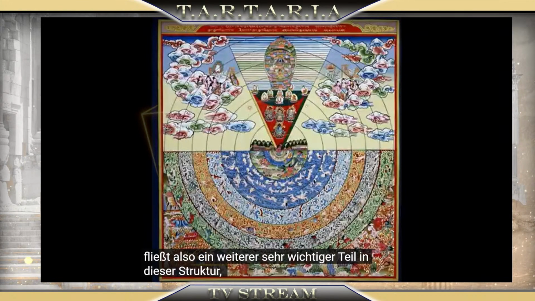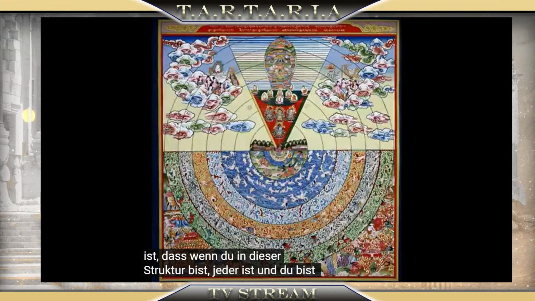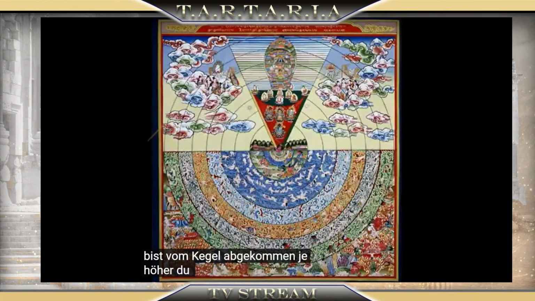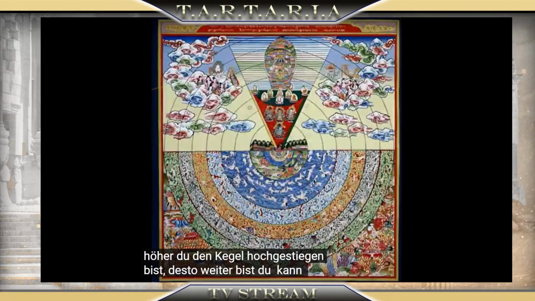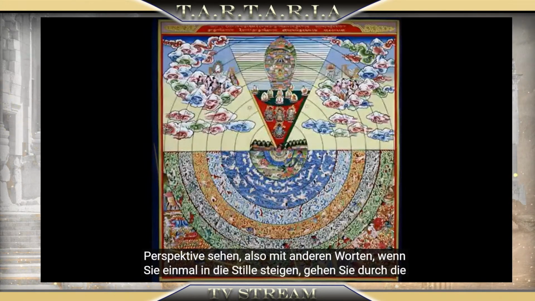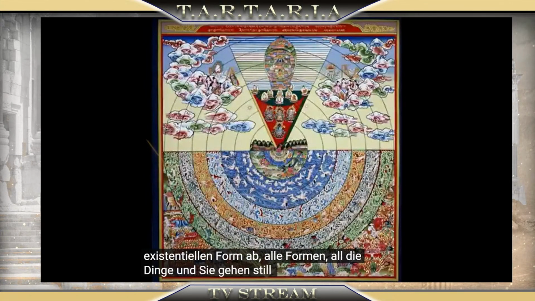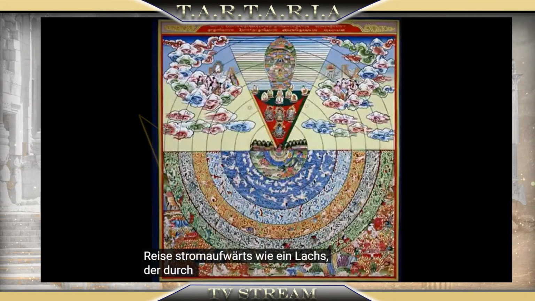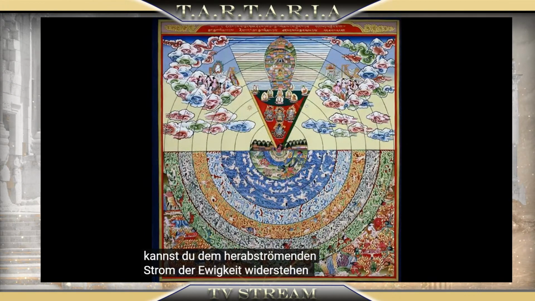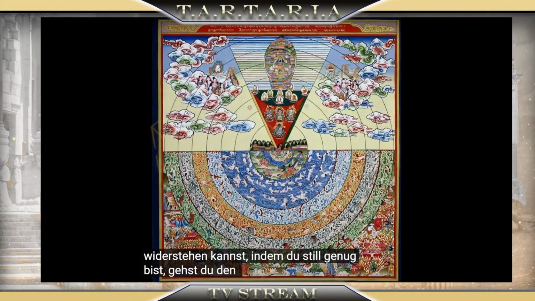Another very important part in this structure that I almost forgot to add in is that when you're in this structure, everybody is, and you have gone up the cone, the higher up you've gone up the cone, the more that you can see reality from a higher perspective. So once you go through stillness and drop away from the existential form, all the forms, all the things, and you go still and silent and you travel upstream like a salmon swimming up the river, because of stillness you can resist the downcoming stream of eternity, the beam of eternity coming down into form. When you can resist that by being still enough, you go up the stream and you realize higher realities. That's what's called insights or realizations.